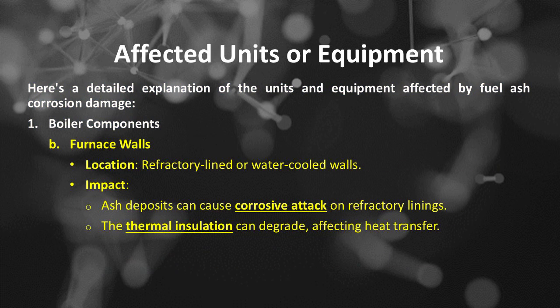Failure risks: thinning of tubes can lead to leaks or ruptures. Number B, furnace walls. Location: refractory-lined or water-cooled walls. Impact: ash deposits can cause corrosive attack on refractory linings. The thermal insulation can degrade, affecting heat transfer.